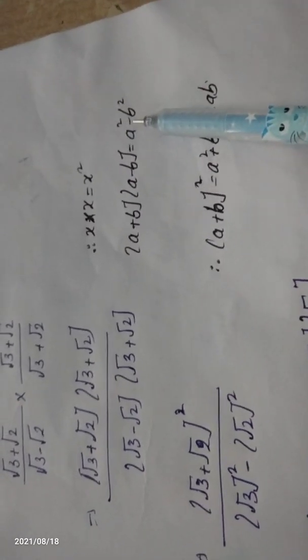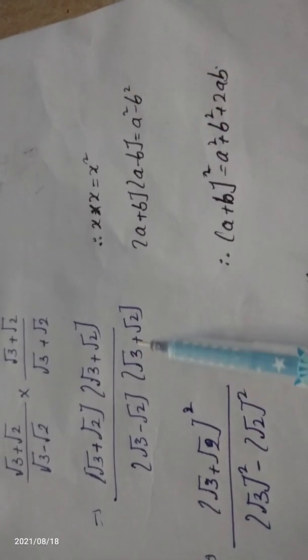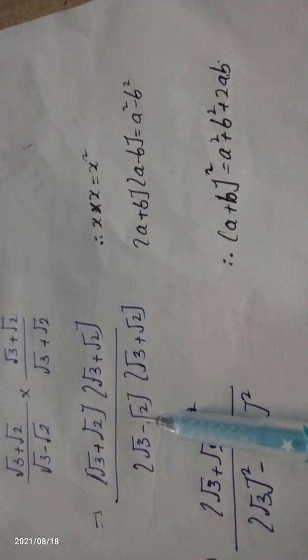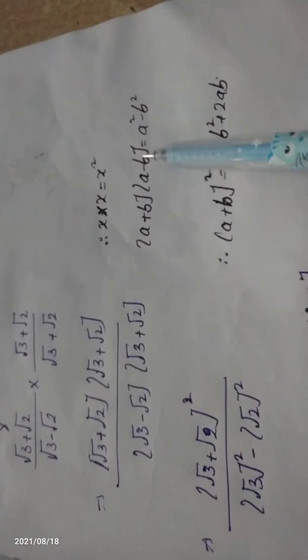Let's see the next: minus. I am writing minus here. What is b square? What is b? Root 2, so root 2 whole square. I am converting this expression to this expression with the help of this formula.